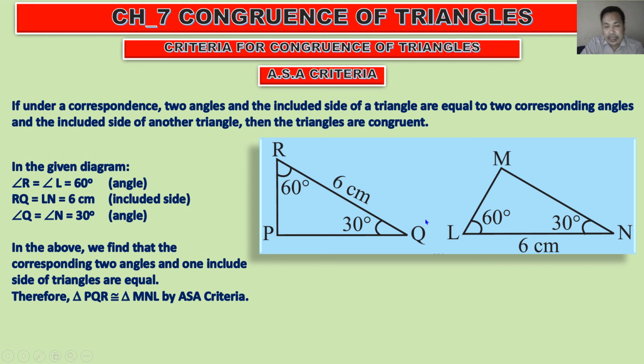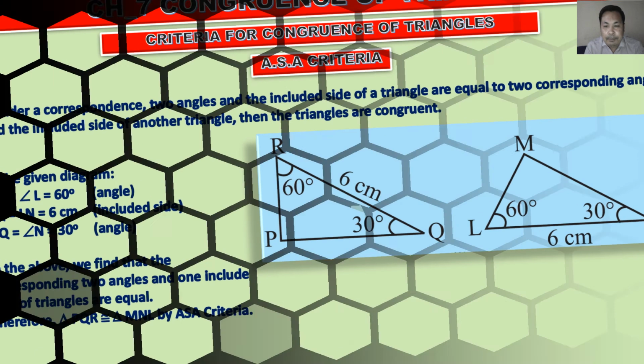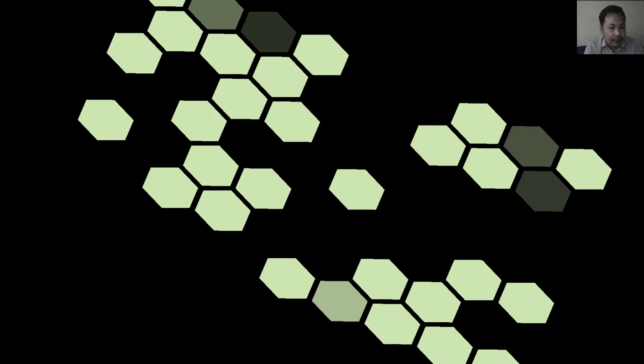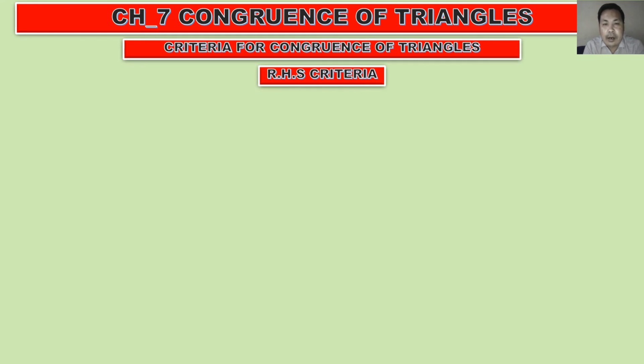Understand? Yes. Now let us go to the next criteria. One more criteria we have to discuss. So this is about the criteria called ASA criteria. Now next we have another criteria. So let us see. Next criteria we have RHS criteria.